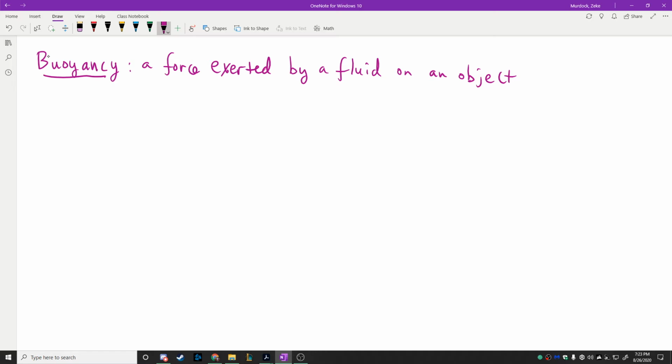Force exerted by a fluid on an object. It's a very vague thing to say, because we've been talking about pressure, and pressure can exert forces, and well, this is produced in the exact same way, as it turns out. This is a result of pressure differences.